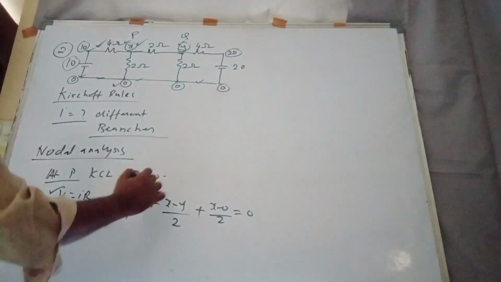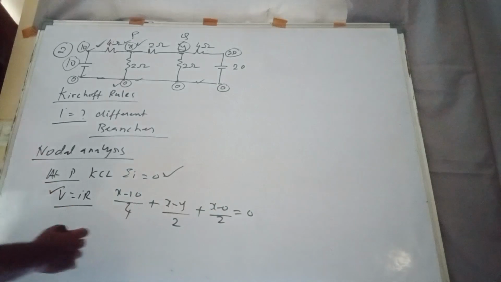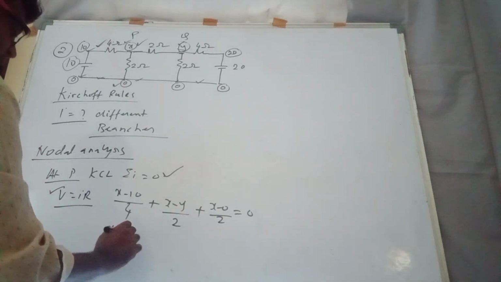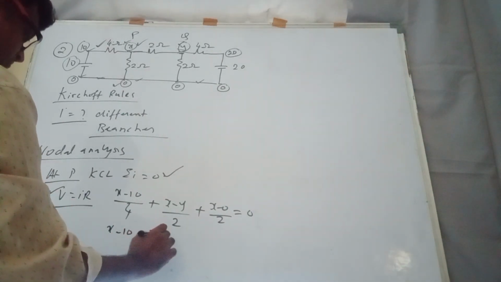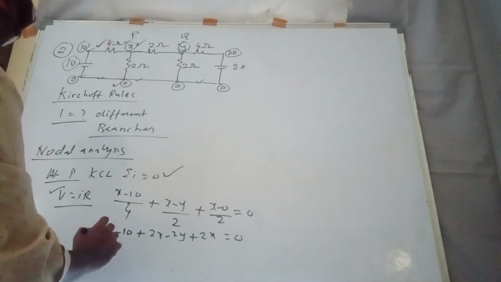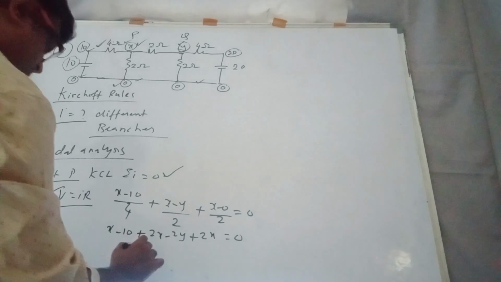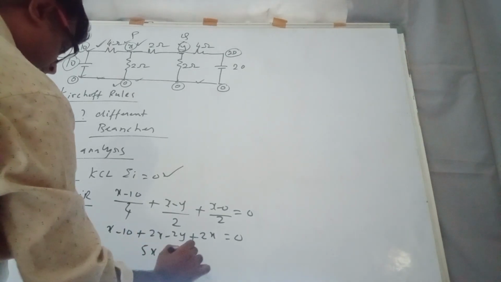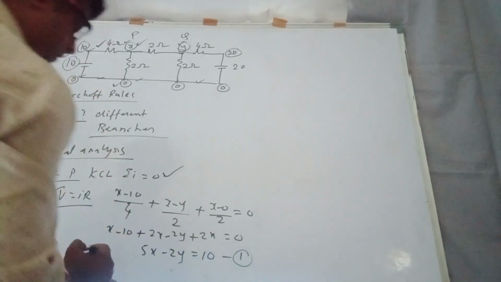Sigma is equal to 0. Multiplying both sides with 4, we get x minus 10 plus 2x minus 2y plus 2x is equal to 0. So this is 3x, 5x. So 5x minus 2y is equal to 10. This is my equation 1.